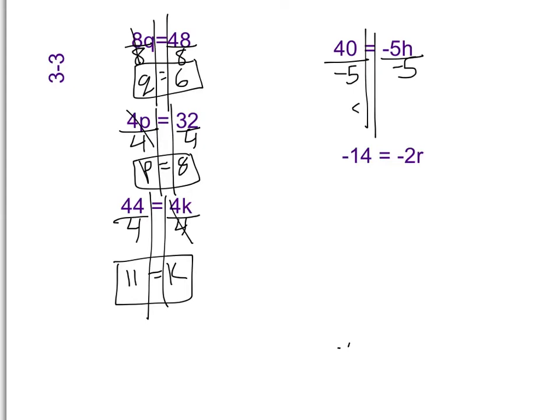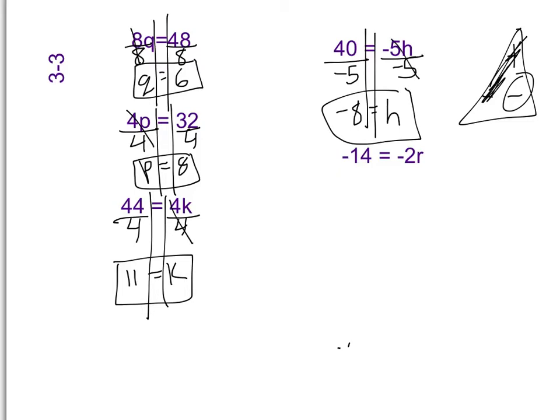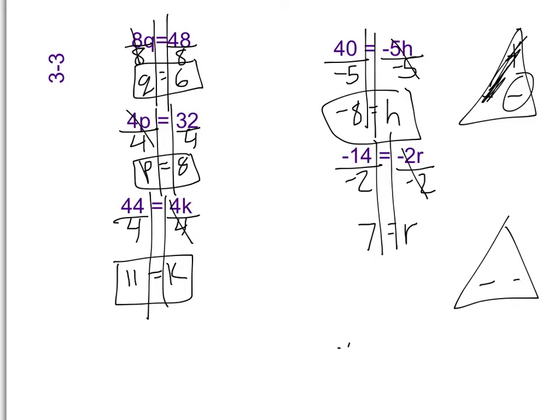40 divided by 5 is 8. A positive divided by a negative in my triangle. A positive divided by a negative is a negative answer. And the last one, I'm going to divide by negative 2. Remember, I pretend like these are both positive. I get an answer of 7. Check. A negative divided by a negative is a positive answer.